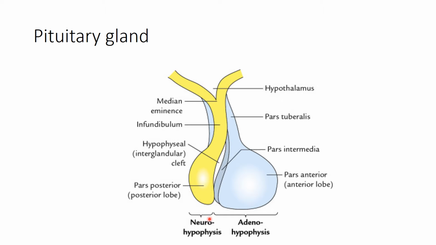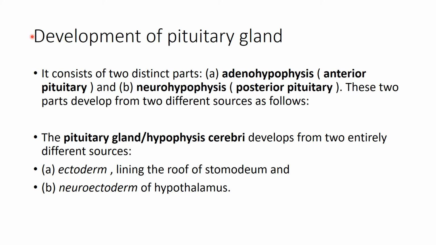The parts of neurohypophysis are the posterior lobe, also called pars posterior, and its extension which communicates with the hypothalamus called the infundibulum. The pituitary gland develops from two distinct sources. As we know, adenohypophysis, also called anterior pituitary, develops from the ectoderm lining the roof of the stomodium. The posterior pituitary, also called neurohypophysis, develops from the neuroectoderm of the hypothalamus.